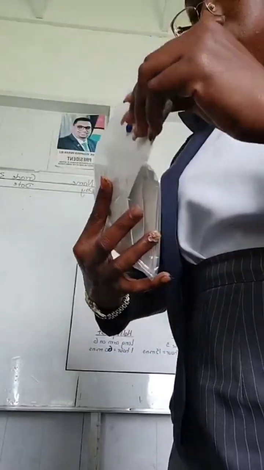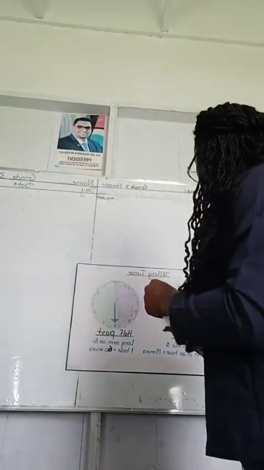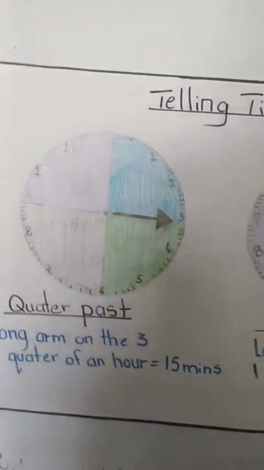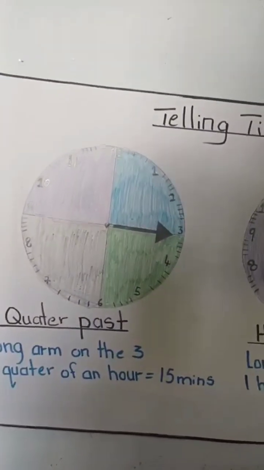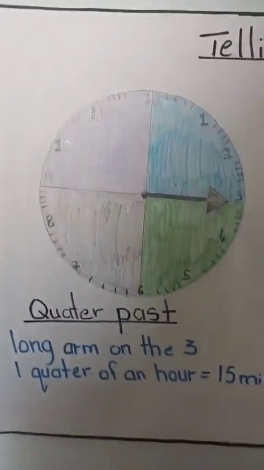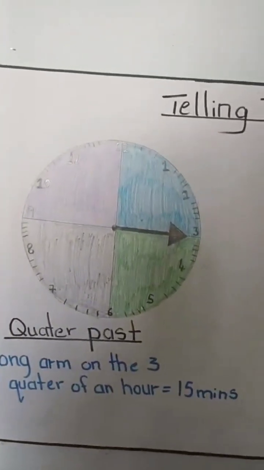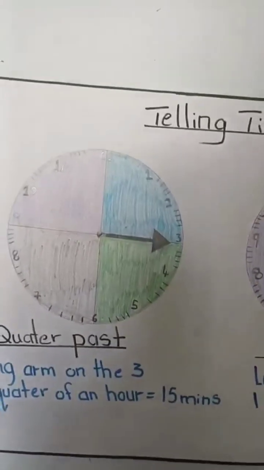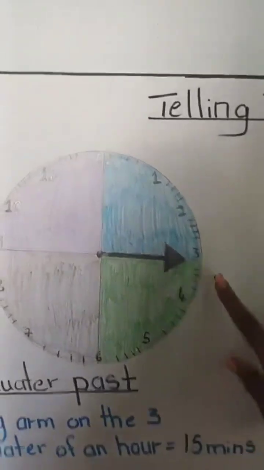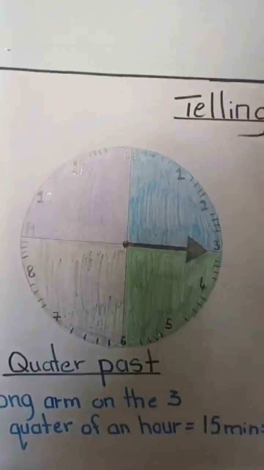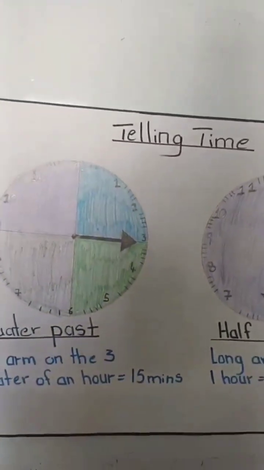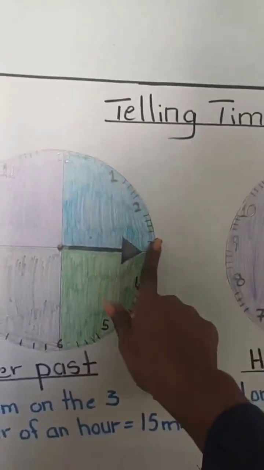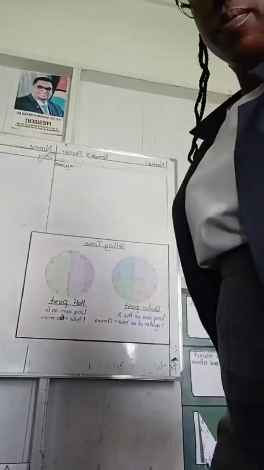So let's move on to reading quarter past the hour on an analog clock. Now let's focus our attention on quarter past. We can see that our clock is divided into 4 equal parts. Each part is called a quarter. To identify a quarter on the clock, our minute hand usually goes to the number 3. And 1/4 of an hour is equal to 15 minutes. So for the minute hand to move from 12 to 3, it takes 15 minutes.